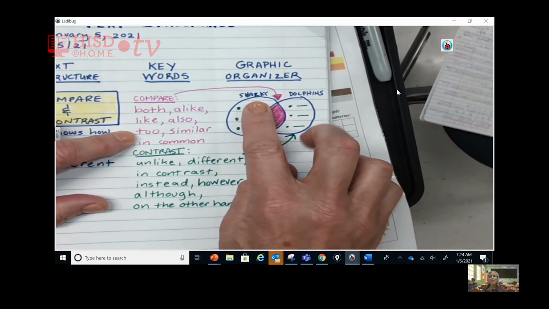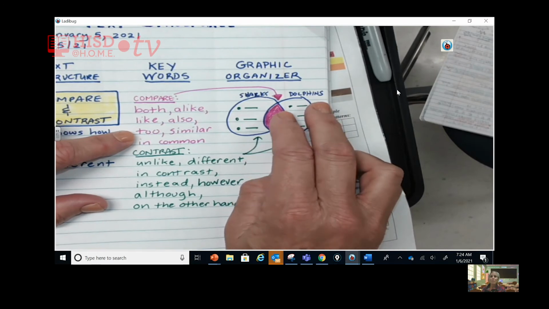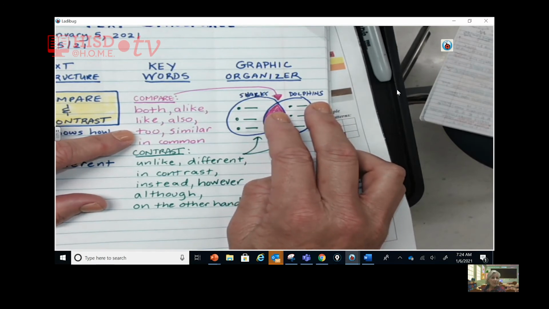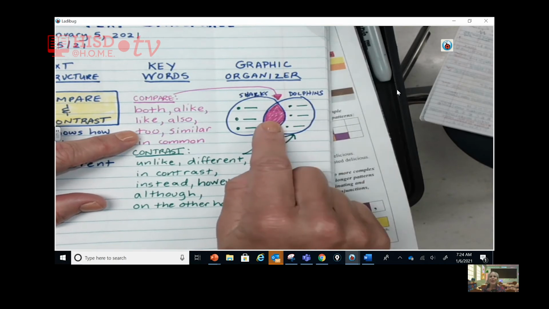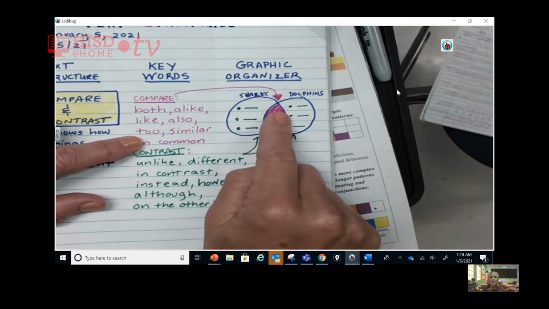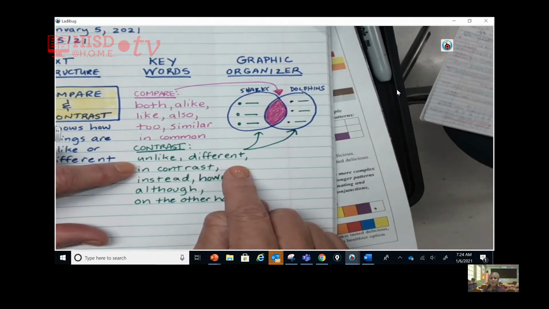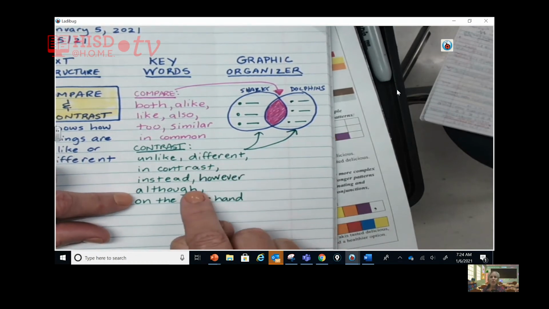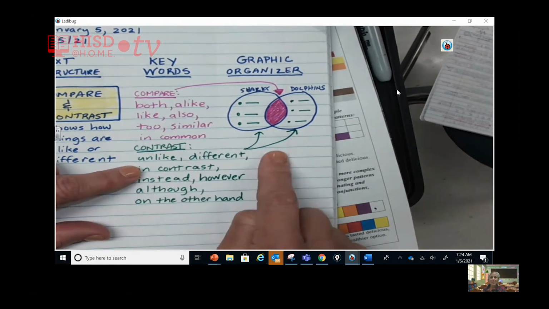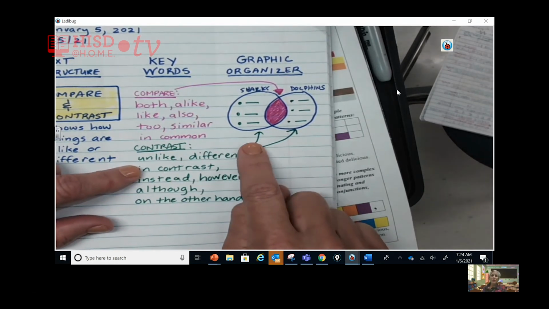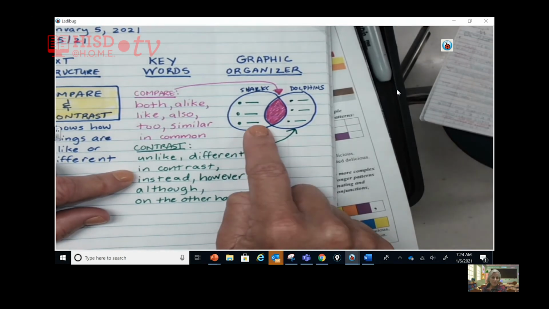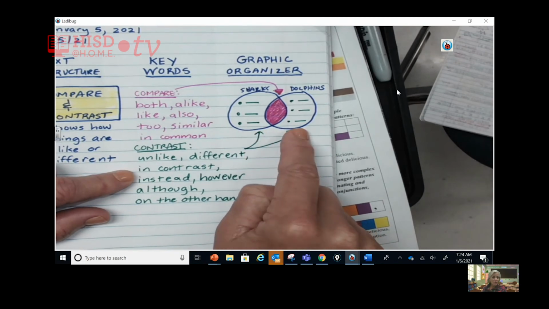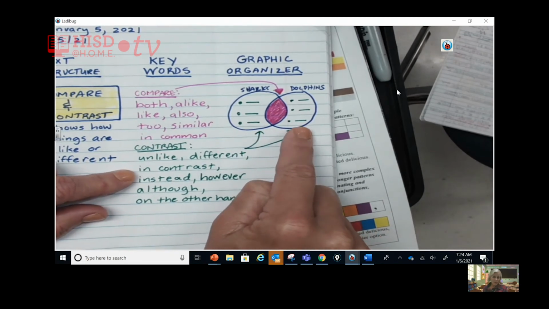So if you were comparing sharks and dolphins, we said both swim in the water. Both have fins, right? So that's where they're similar. But in contrast, what's unlike, different, in contrast, instead, however, although, on the other hand, these are keywords for contrasting how they're different. Well, sharks scare people, unlike dolphins who attract people in the water, right?